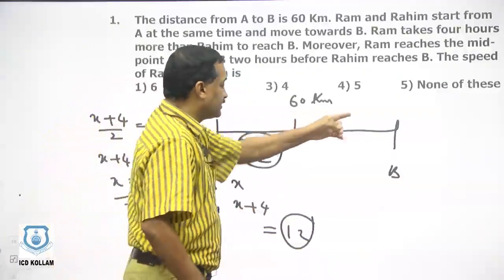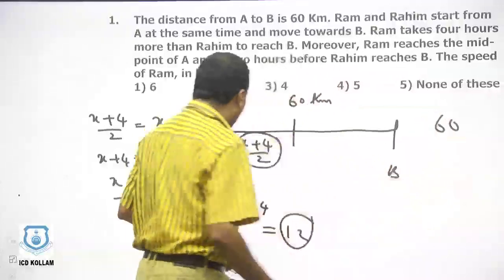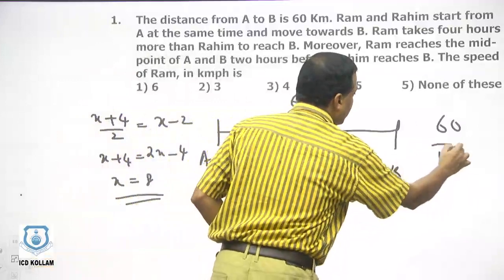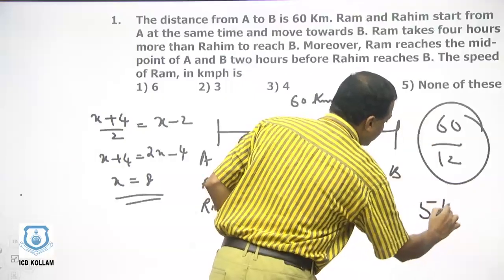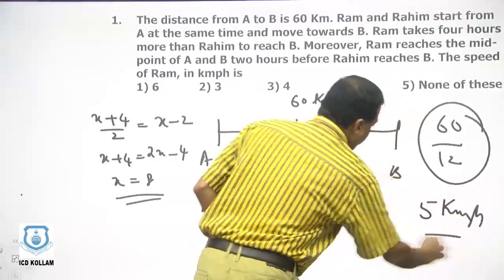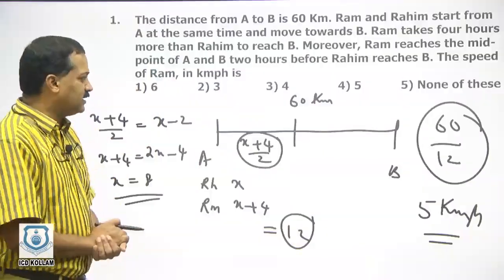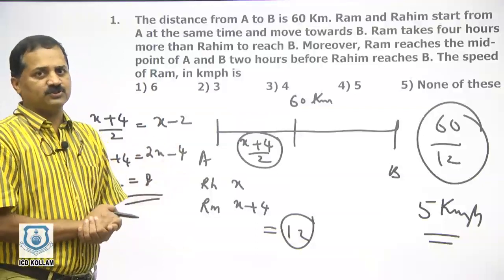What is the distance? 60 kilometers. How much time does Ram take? 12 hours. So what is the speed of Ram? 60 by 12, 5 kilometers per hour. This is your answer. Very simple question, intelligent question. You have to know the concepts, that is all.